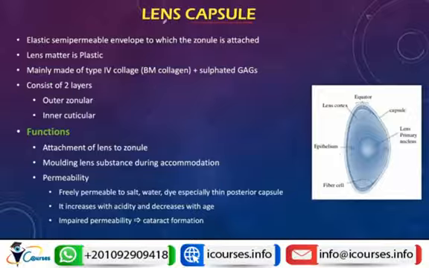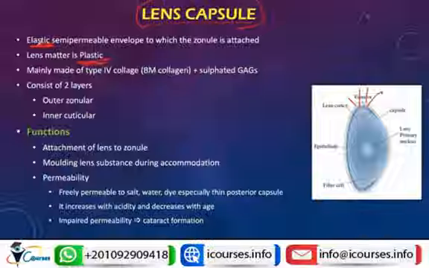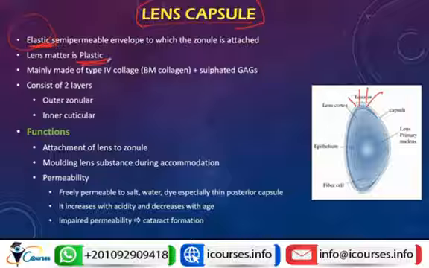Talking about the lens capsule, what is the structure of the lens capsule and how does the structure serve the function? The capsule is an elastic semi-permeable membrane to which the zonules are attached near the equator, as we know. This lens capsule encloses the lens substance. This lens substance is plastic. So here is an important term: what is the difference between elastic and plastic? The lens capsule is elastic, while the lens material is plastic.